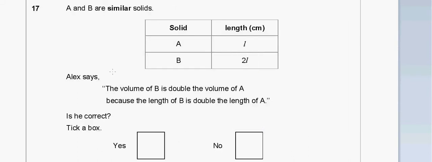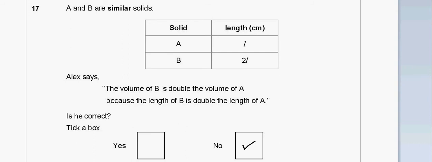Okay, so 17, A and B are similar solids. We've got solid A and solid B. The length of solid A is 1, the length of solid B is 2. Now if they're similar, that means that one is proportionally bigger than the other, or one is proportionally smaller than the other. So Alex says the volume of B is double the volume of A because the length of B is double the length of A. Is he correct? Now the answer is no.